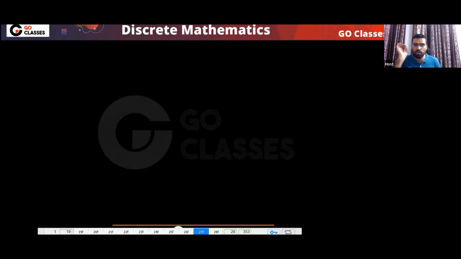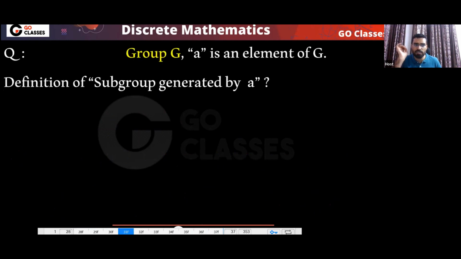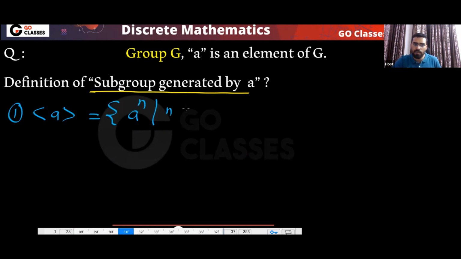Okay, let's move on. All these are very small, very simple questions, but all of them are important. Let's solve this question. You have a group G, and A is an element of G. What is the definition of the subgroup generated by A? I am giving you some options. The first option: A to the power n, where n is an integer.